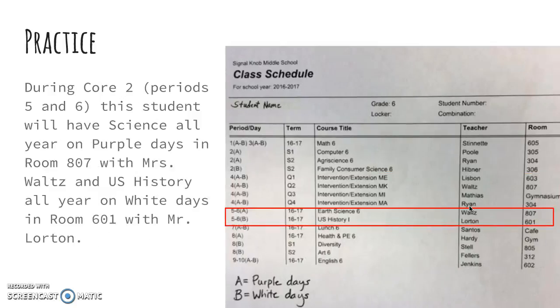Periods 5 and 6 for 6th graders is known as Core 2 and is an uninterrupted time for 88 minutes. During Core 2, periods 5 and 6, this student will have science, and that will take place all year long, but only on purple days. That will be in room 807 with Mrs. Waltz. The student will also have U.S. history all year long on white days in room 601 with Mr. Lorton.